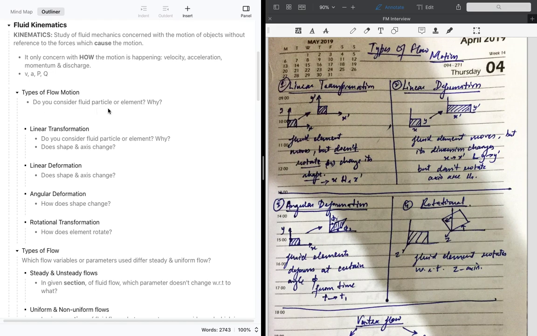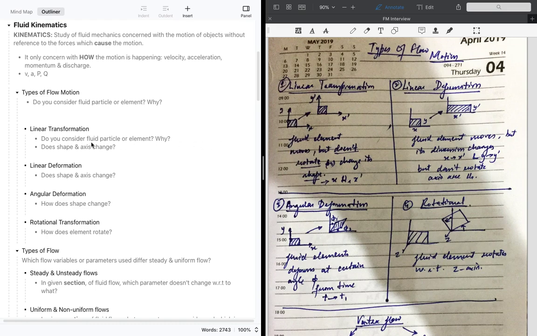Do you consider fluid particle or fluid element, and why? So, in this case, we basically consider fluid element. Fluid element is nothing but a lump of fluid particles, and we use it because fluid particles don't have any size or shape, but we can have a fluid element because we are describing the element, so we can have a size for that fluid element. So that's why we are taking fluid elements for this study of flow of motion.